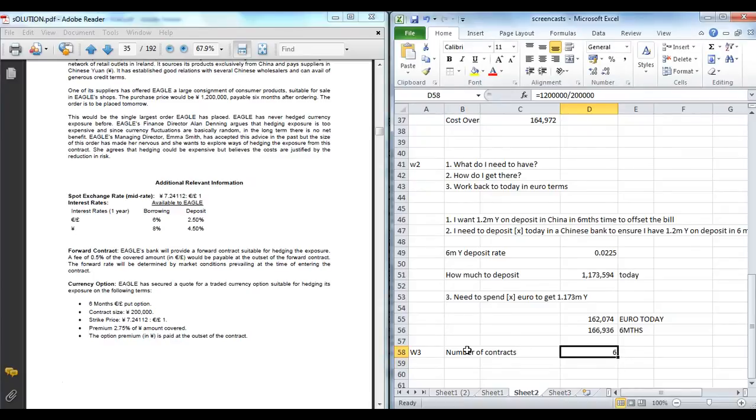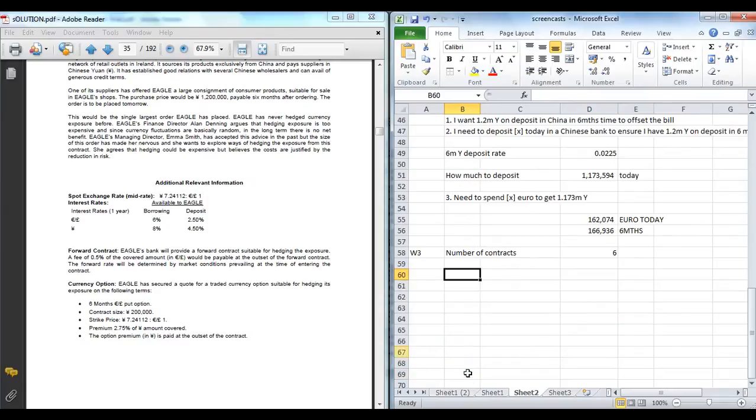So it's just useful to write down the number of contracts. It may or may not be needed in the calcs, but it's useful nonetheless to ensure you know that it's not just one big contract or 6 separate ones. Because they're traded, they will be standardized size. So because you have flexibility now, you will pay what's called essentially a premium up front for that flexibility. So it does come with a cost. So the premium is going to cost you 2.75% of the 1.2 million. So it's going to cost you 33,000 Chinese yuan up front.